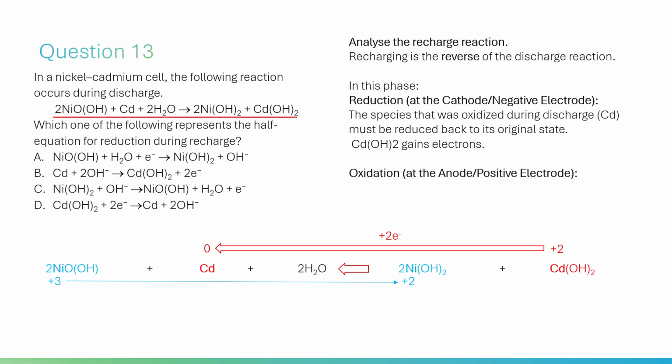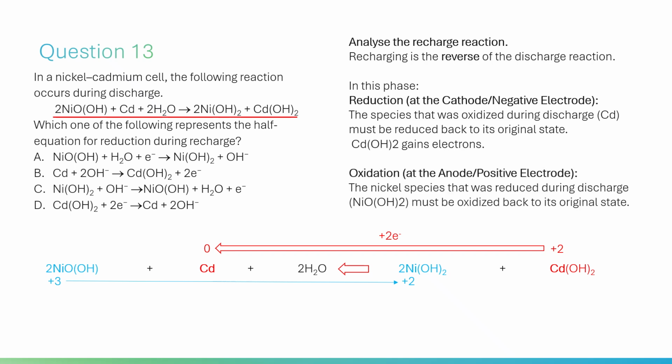Oxidation occurs at the anode, the positive electrode. The nickel species that was reduced during discharge, Ni(OH)2, must be oxidized back to its original state. Ni(OH)2 loses electrons.